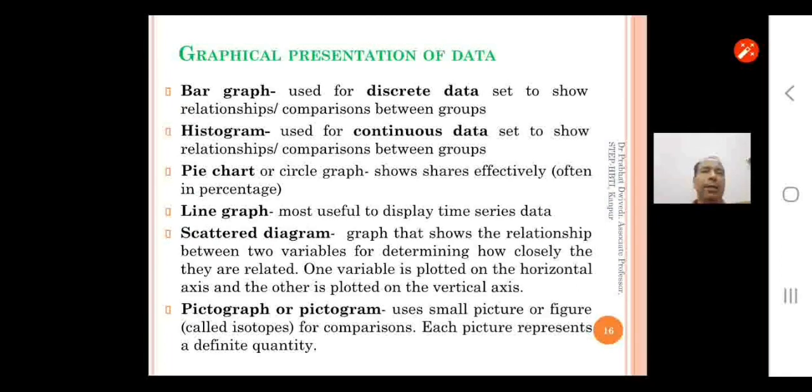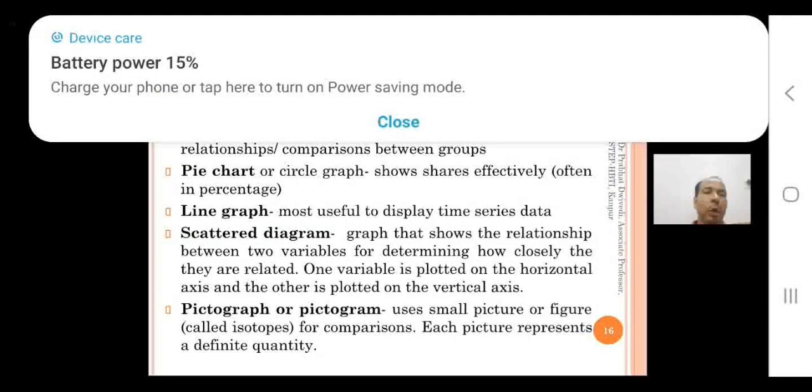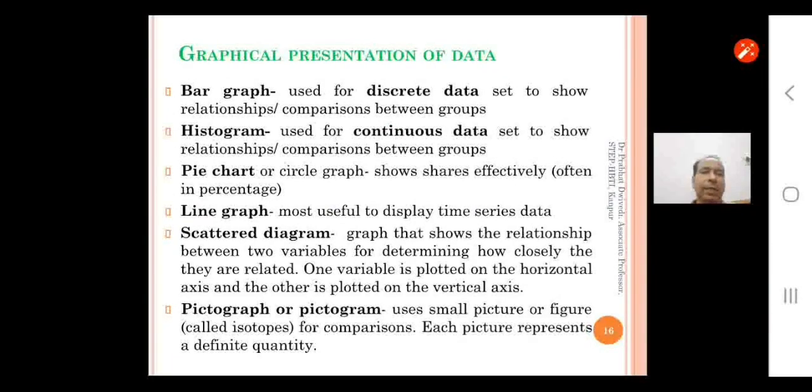Then comes a scattered diagram. This is often used for depicting the relationship between two variables, for determining how closely they are related. One variable is plotted on the horizontal axis, whereas the other variable is plotted on the vertical axis. And then the data is plotted on the graph between the x and y axis. Pictogram or pictograph uses small pictures or figures, often called icons, for comparisons. Each picture represents a definite quantity.